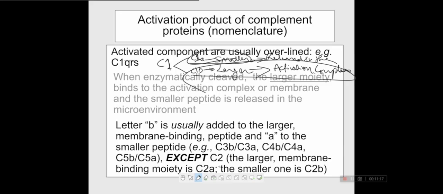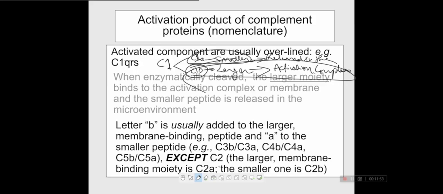But there is one exception, and that is C2. For C2 only, B is the smaller fragment and A is the larger fragment. Remember, this is the exception. When enzymatically cleaved, the larger moiety binds to the activation complex or membrane and the smaller peptide is released in the microenvironment.